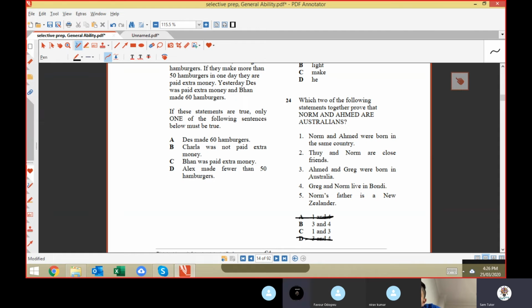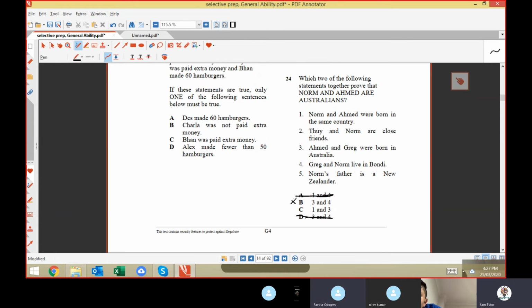3. Ahmed and Greg were born in Australia. 4. But Greg and Norm live in Bondi. Because Bondi is in Australia. Let's see. 1 and 3. Norm and Ahmed were born in the same country, and Ahmed and Greg were born... Nah, it's definitely not 3 and 4. That's wrong.